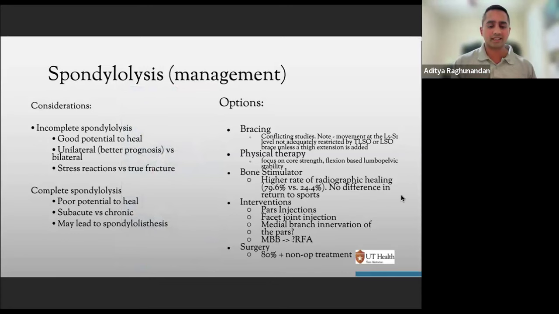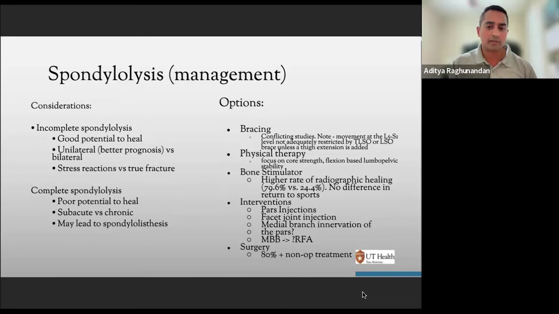Bone stimulator, again, there are not a lot of studies on bone stimulators. So the big picture takeaway with bone stim, one is can they get access to it? And two, studies have shown that there's higher rates of radiological healing compared to those that didn't get a bone stimulator. But as far as return to sport, which is what most of your athletes are really looking for, there's really no difference with someone who uses a bone stimulator versus not. So again, a conversation to have, and is this resource even available for the patient?